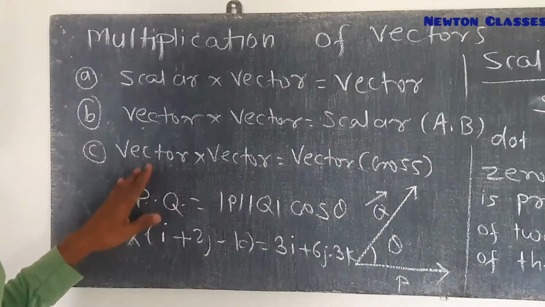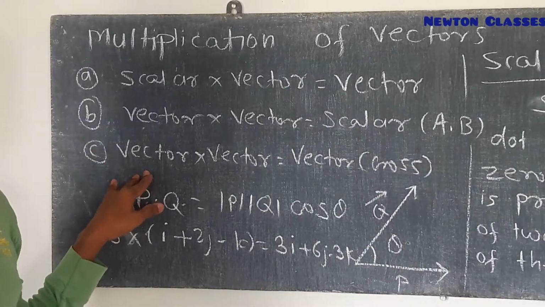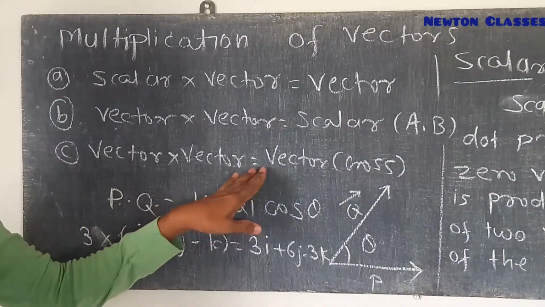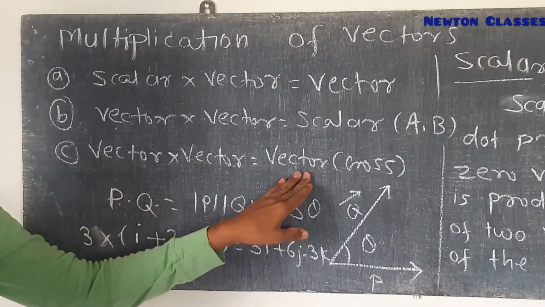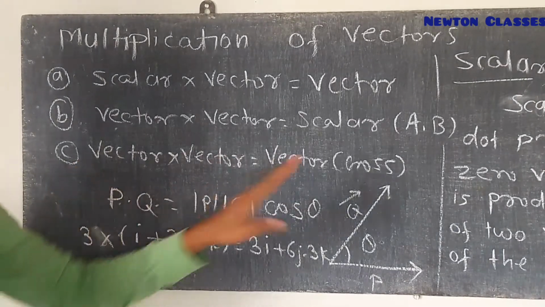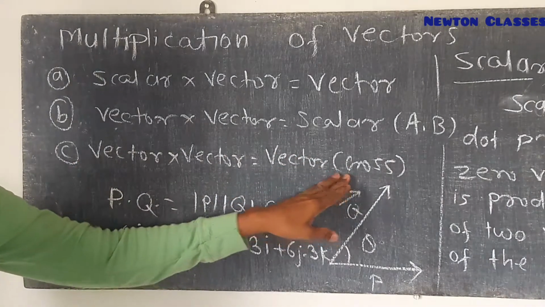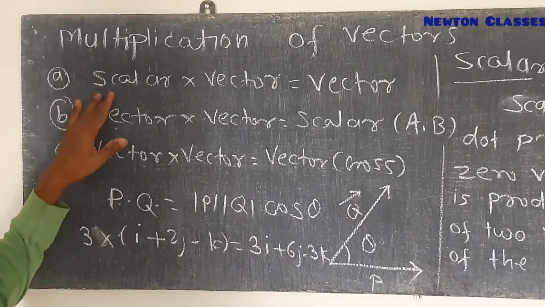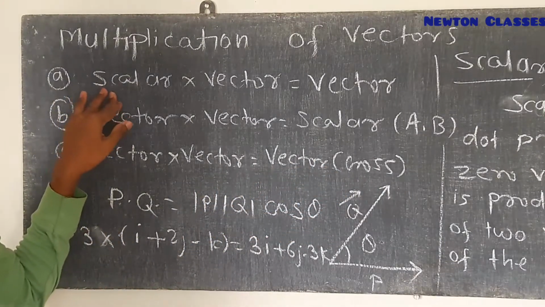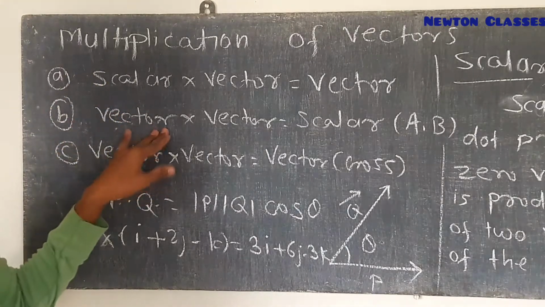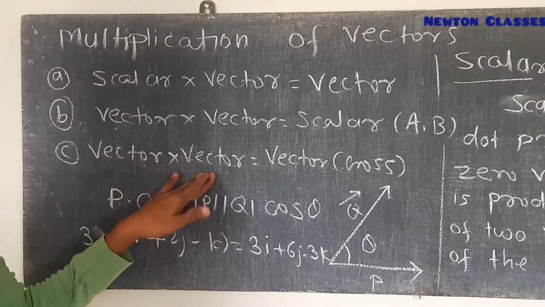Now the third type of multiplication is the multiplication of a vector quantity by another vector quantity, which gives the answer in the form of a vector quantity. Such a multiplication is called the cross product or vector product. Now the first type of multiplication is not as important as these two. Therefore we will discuss scalar product and vector product in detail.